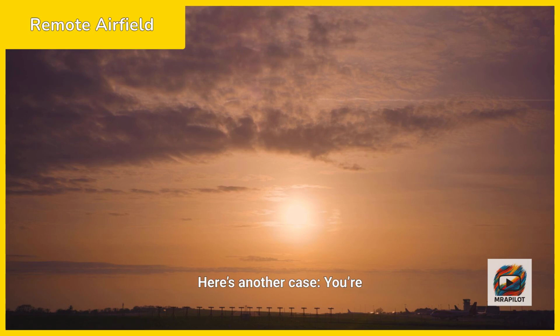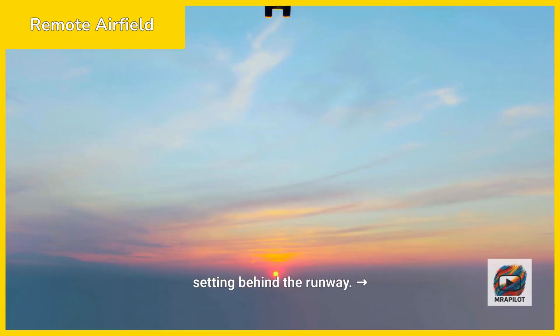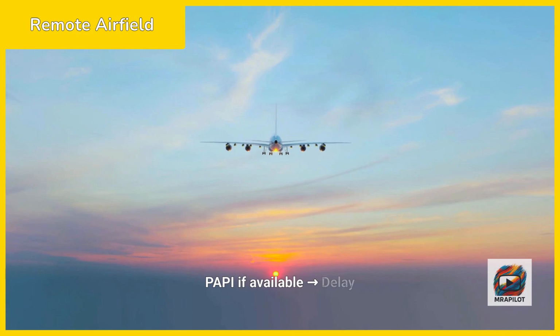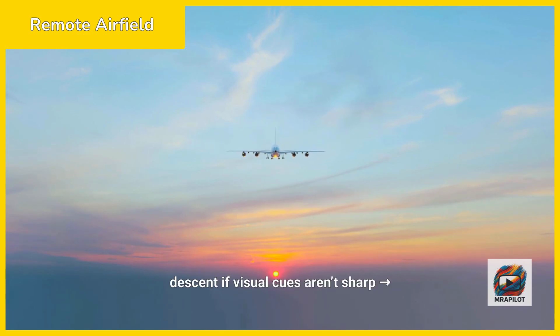Here's another case. You're flying into a remote airfield with no approach lighting. Visibility is reported as 3,000 meters in haze. Sun is setting behind the runway. Expect reduced contrast. Use VASI or PAPI if available. Delay descent if visual cues aren't sharp. Don't land unless confident of orientation.